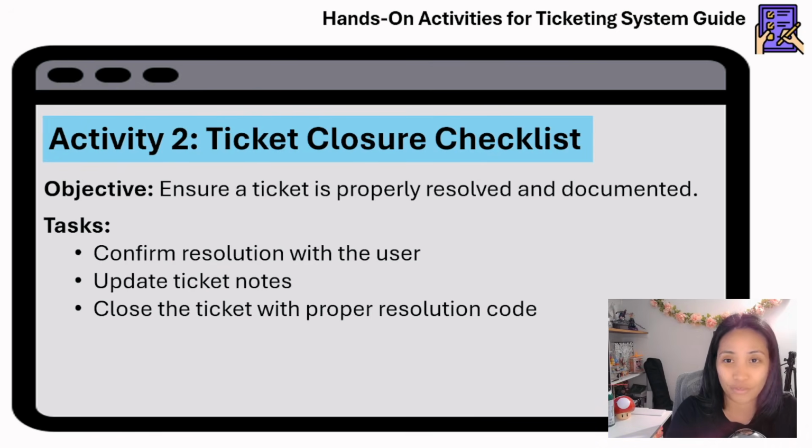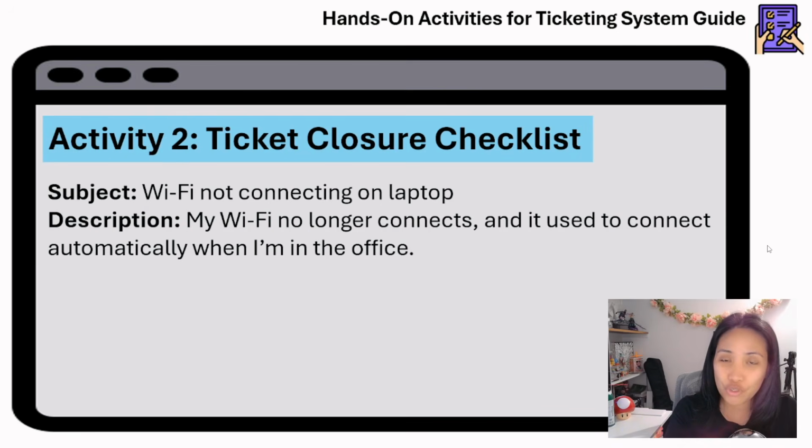For example, you can role play in this activity and act as the user as well, and just interact with the user, confirm that the ticket is resolved, and also you need to update the ticket notes and close the ticket with the proper resolution code. Okay, so for our issue, we are provided this ticket already. The subject is Wi-Fi not connecting on the laptop, and the description is Wi-Fi no longer connects, and it used to connect automatically when in the office.